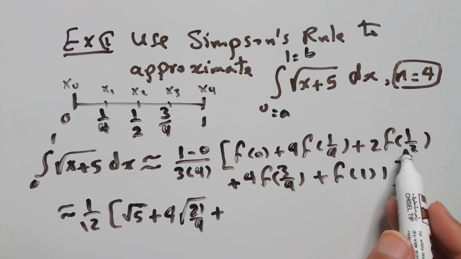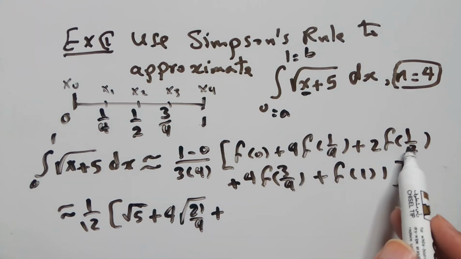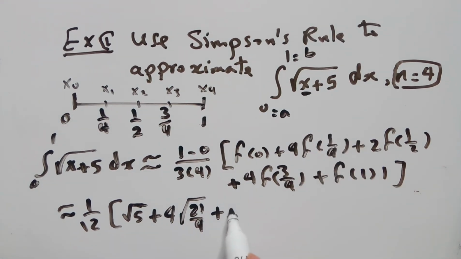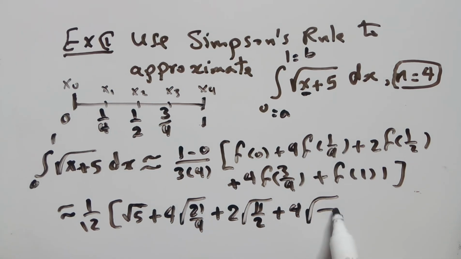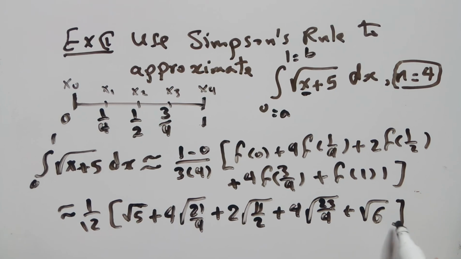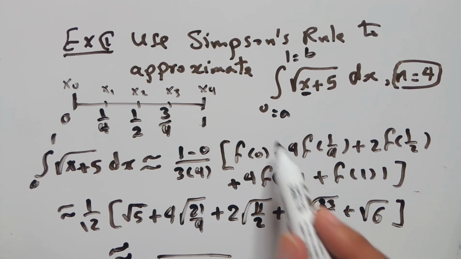2 f of half, then replace x with half, half plus 5, 5 and a half, then double it, 11 over 2. Then 4 f of 3 over 4, 3 over 4 plus 5, it will be 5 multiplied by 4, 23 over 4. F of 1 plus 5 will be radical 6. And use your calculator to get the value for this area, and this area approaches the exact area.